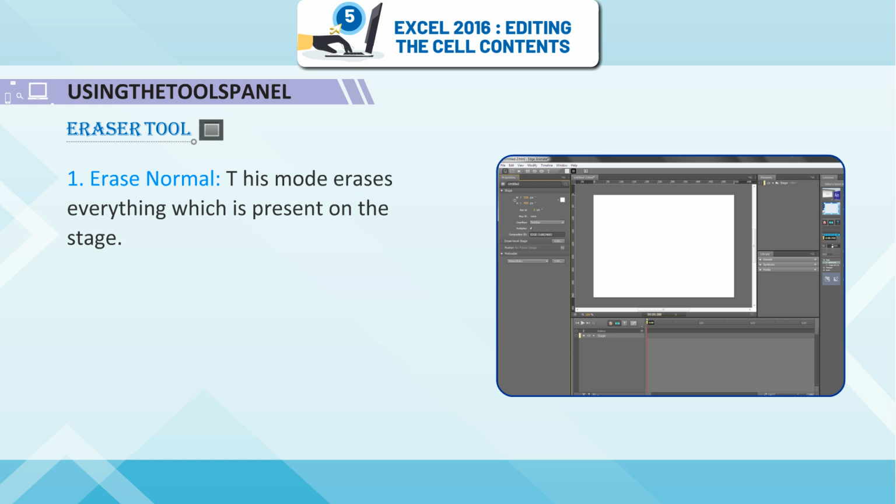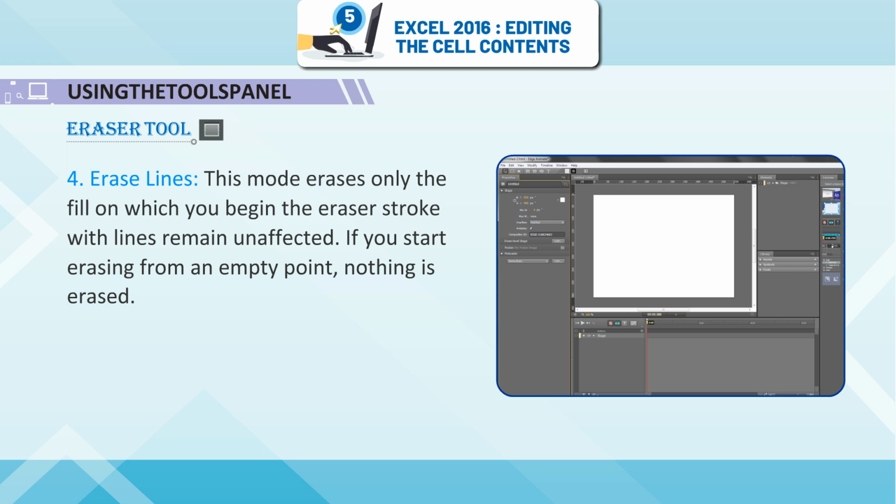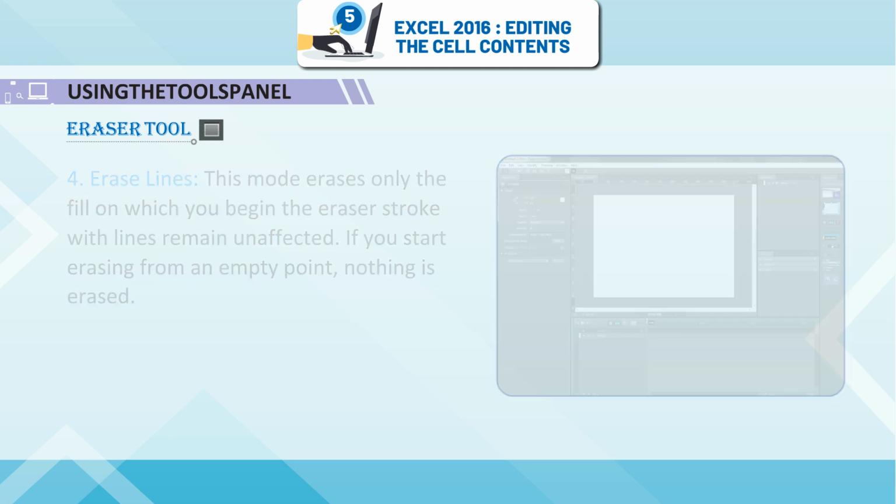Erase normal. This mode erases everything which is present on the stage. Erase fills. This mode erases only fills, with lines remaining unaffected. Erase selected fills. This mode erases only selected fills, with lines and unselected fills remaining unaffected. Erase inside. This mode erases only the fill on which you begin the eraser stroke, with lines remaining unaffected. If you start erasing from an empty point, nothing is erased.